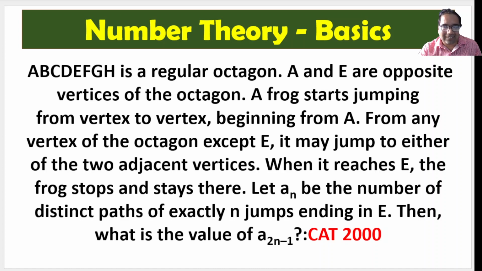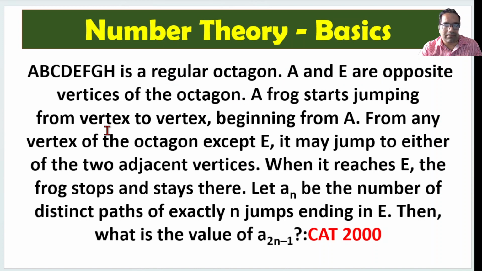Hi friends, here is a nice problem. We have A, B, C, D, E, F, G, H, which is a regular octagon. What is a regular octagon? Regular means the length of all sides is equal. For example, regular triangle means equilateral triangle. A and E are opposite vertices of the octagon.